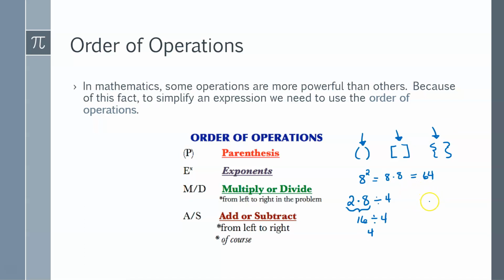Whereas if we had division first, so let's say 8 divided by 2 times 3, I'm just making up these problems, since division came first from the left, we'd have to divide first and then multiply to get our answer. So be careful. Multiplication and division have the same power since they're inverses of one another. So that's why they're done from left to right. And the same thing applies to addition or subtraction. They have the same power level, so they're done from left to right as well.